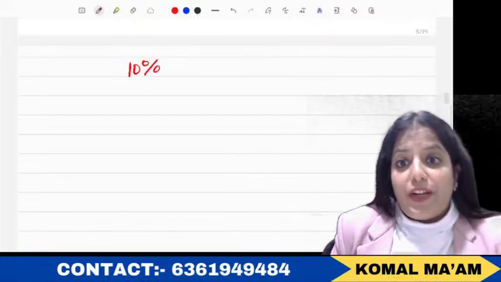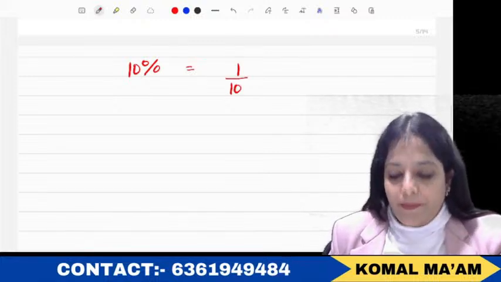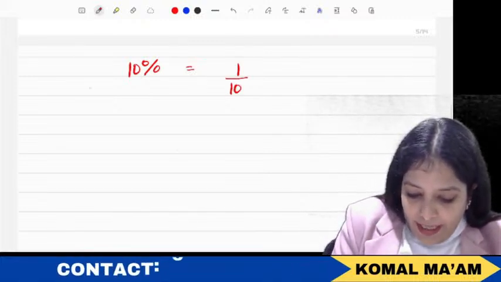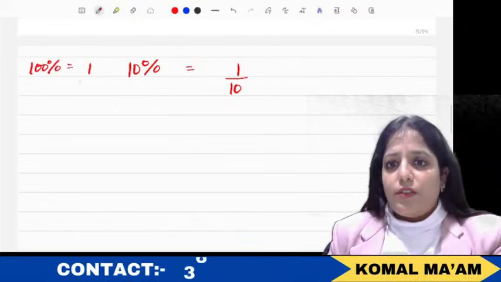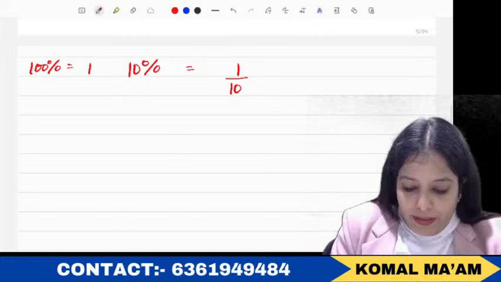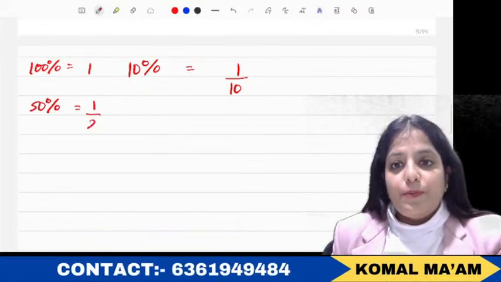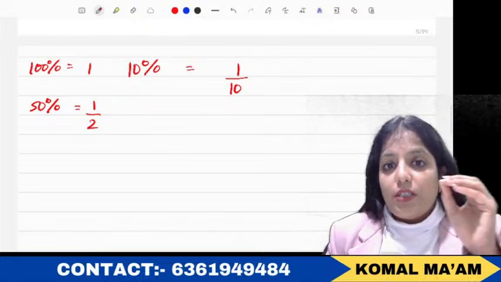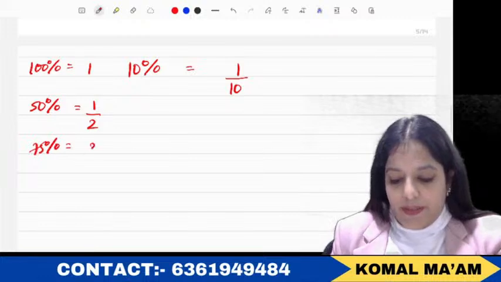10%. How do you write it in fraction form? It's 1 by 10. Then, how do you write 100% in fractional form? It's definitely 1. 100% is always equal to 1. Then, 50%, 0.5, we call it 1 by 2. Now, talking about 75%, 75% is nothing but 3 by 4.